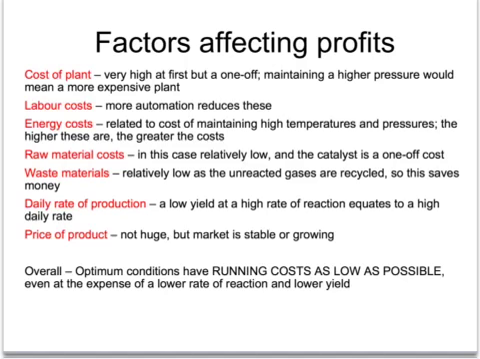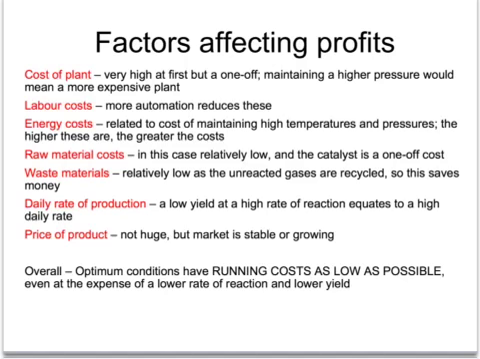To reduce the labour cost or the wages bill, automation is used as far as possible. We need to maintain high temperatures and pressures, but the higher they are, the more the bills will be, and therefore the more expensive the ammonia will be. So optimum temperature is used, which gives a good yield and also gives a very fast rate.